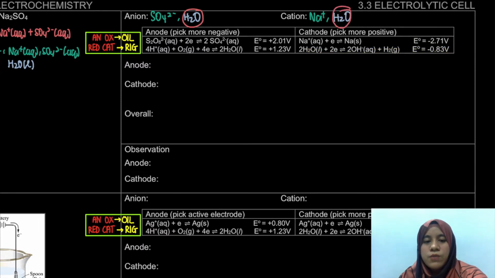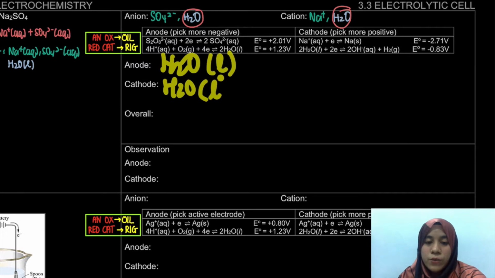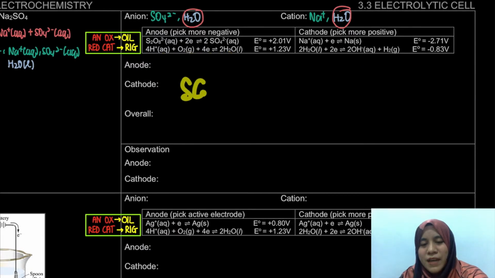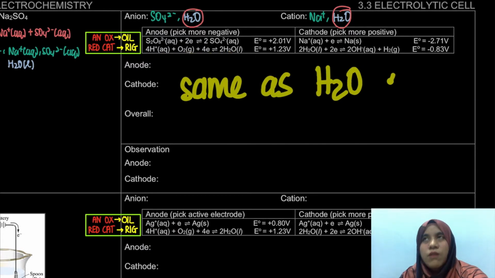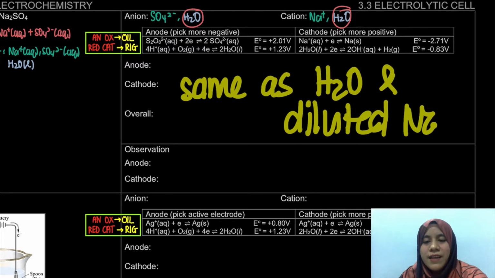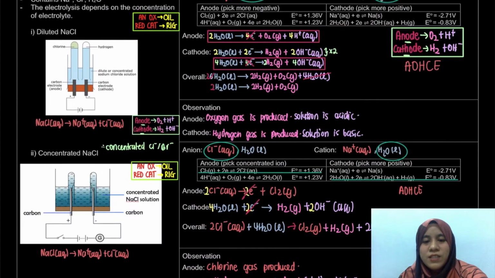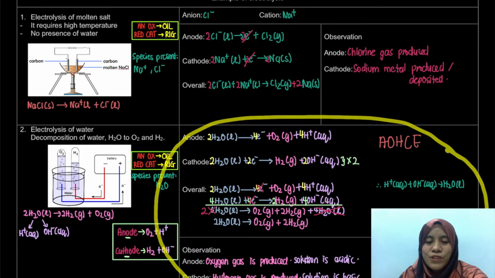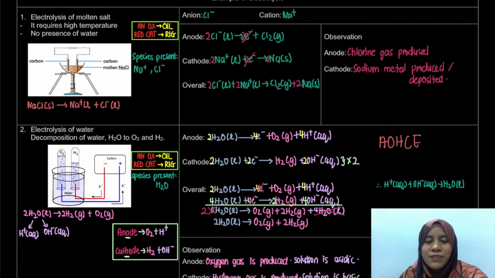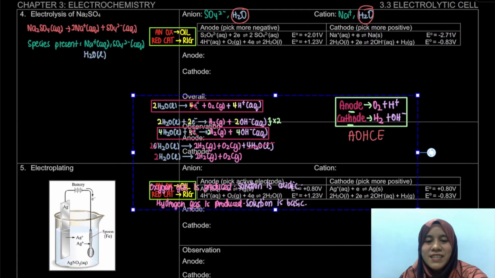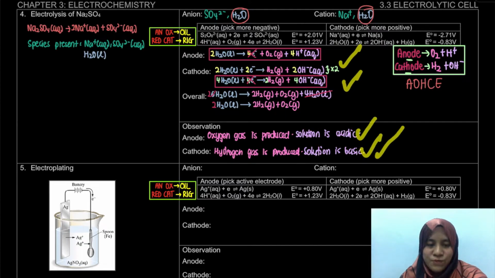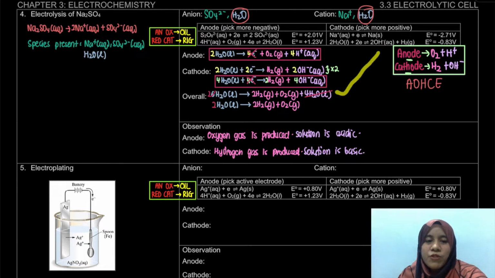So in this case, both anode and cathode is our H2O liquid. It seems familiar and you should be able to detect it. It is the same as the equation of electrolysis of water and diluted NaCl, the same one, which has quite a lot of steps. So I can just copy paste it, because this is the exact same equation, since there's no mention of concentrated.